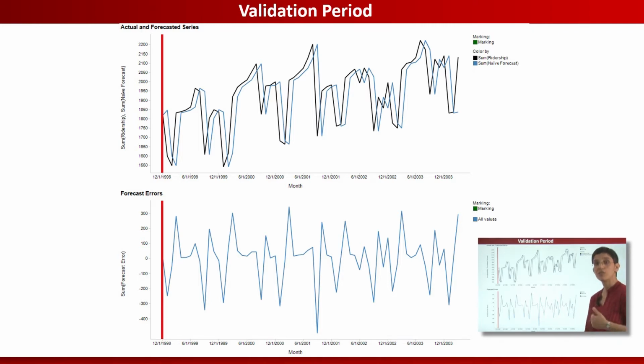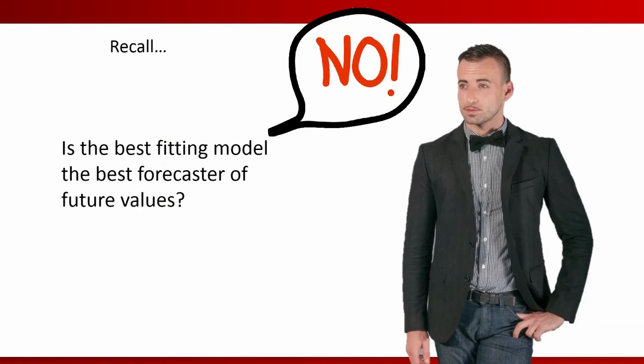This pair of charts is very useful to generate in every model that you create, including naive forecasts and more sophisticated models. Recall the question that we asked earlier: is the best fitting model the best forecaster for the future values? And the answer that we reached was no. You can see now that we're talking about the training versus the validation periods. If you fit your training period very, very tightly well, this same model is probably not going to work so well in the validation period.